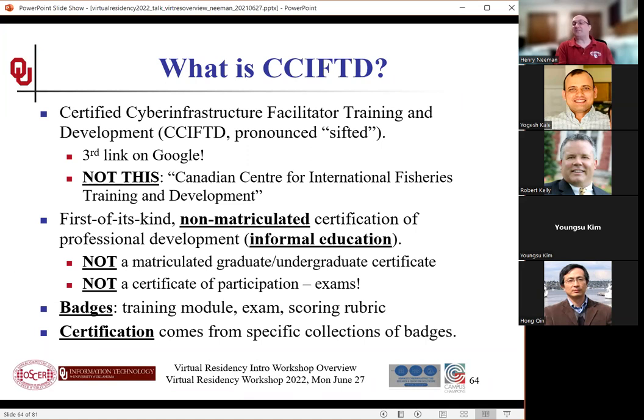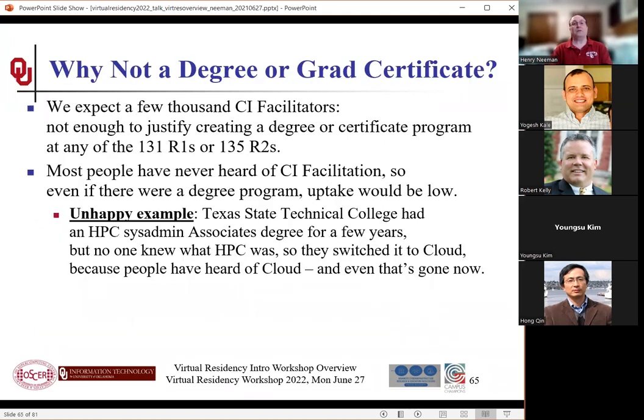So the way this works is we're going to be creating a bunch of badges where a badge consists of a training module, a score, an exam, and a scoring rubric for the exam. And a collection of these badges, or specific collections of these badges, will constitute certification. Our goal ultimately is to have multiple levels of certification. In this pilot project, we're just working on the first level.